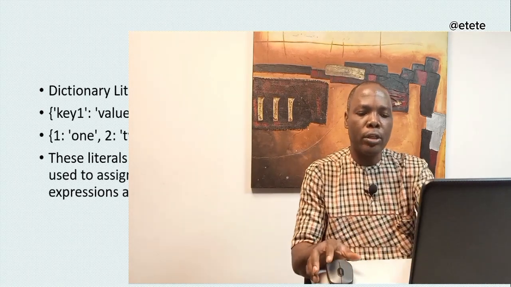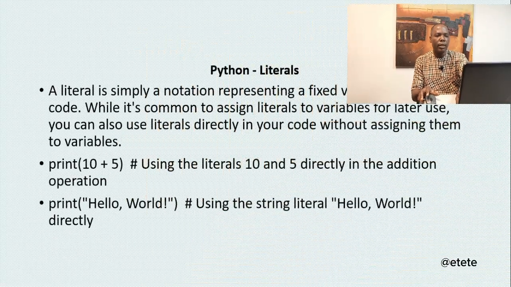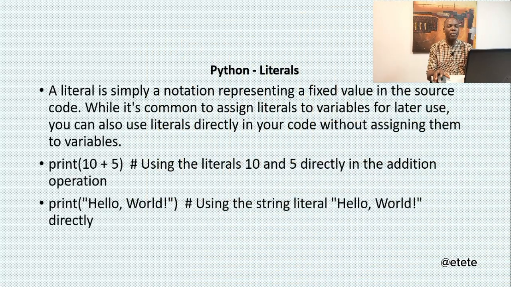In the definition that I have given here, I am saying a literal is simply a notation representing a fixed value in the source code. You understand? So there is code, which is the generic that we are going to learn. But there is the source code, which is the specific code that we have written for a specific problem, a solution to a problem. That is the source code. So the literal that you are going to use in that source code will remain constant throughout the source code. But you can actually alter variables. That's why it is called variables.